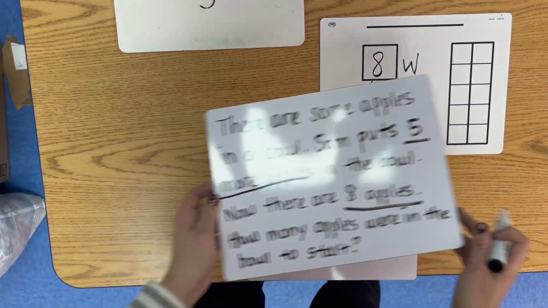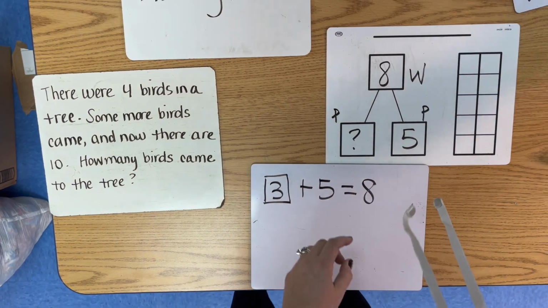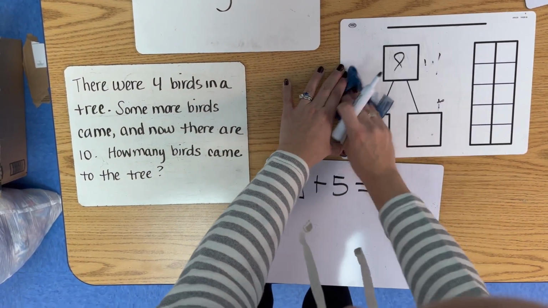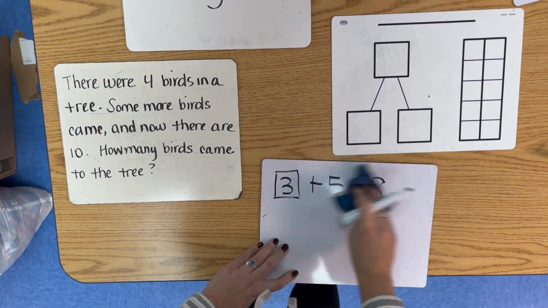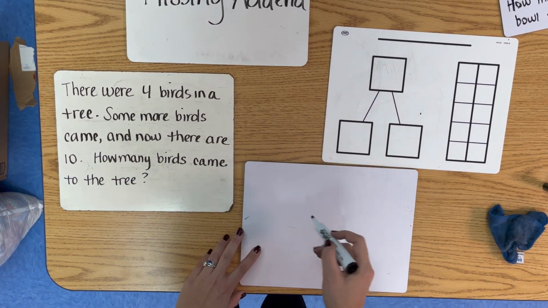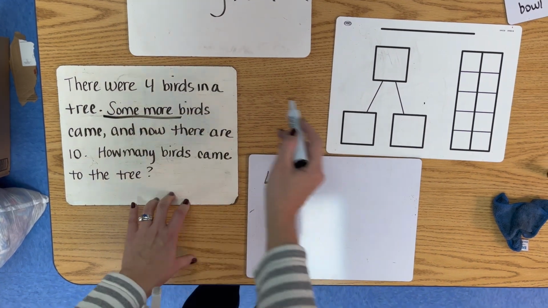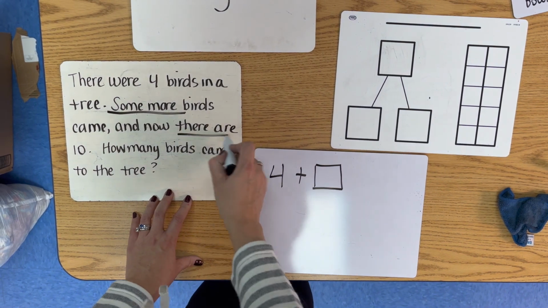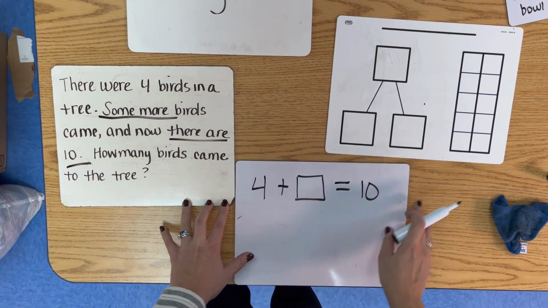Another example of solving for the missing addend might look like this. There were 4 birds in a tree. Some more birds came, and now there are 10. How many birds came to the tree? So I would do something similar. There were 4 birds in a tree. Some more birds came. So some more means that I'm adding, but I don't know how much. And now there are 10. So there are 10 all together. 10 is my whole. So my equation would look like this.